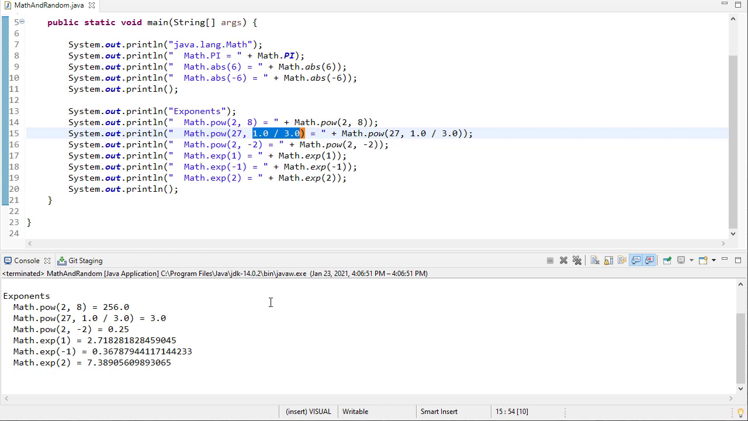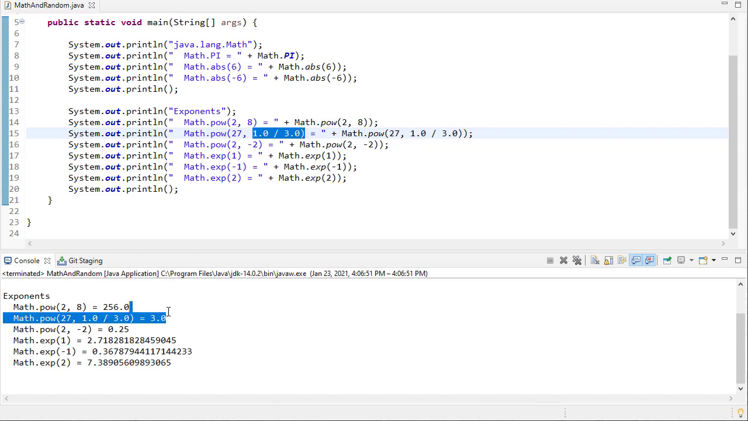So when I run this, you can see here we have 2 to the 8th power. Here we have 27 to the 1/3 power, which is the cube root of 27, which is 3. Here we have 2 to the -2, which is 1/4, which is 0.25. E raised to the power of 1 is 2.718. And here are some other values I did as well, just so that you could see an example of that.